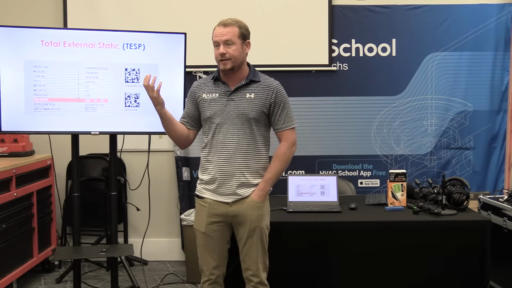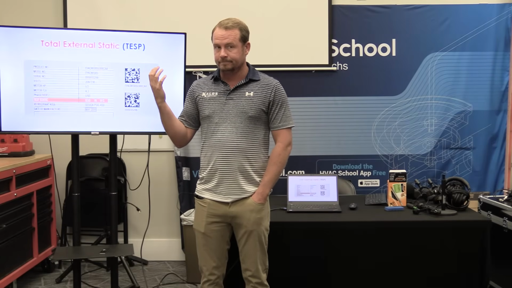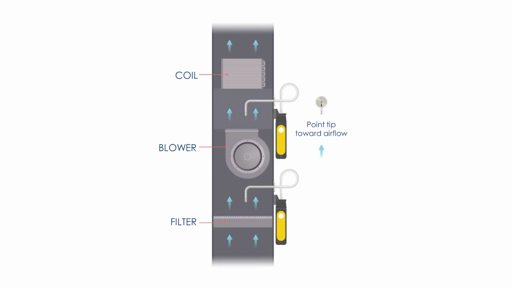What causes it to change? Equipment gets dirty. Customers bad about filter changes. Filter changes, evaporator coil, right? Those are things that cause static pressure to go up. Now, when we're measuring total external static, we're measuring outside the box, right? We're measuring underneath the unit, generally speaking above the filter, and we're measuring in the ductwork.